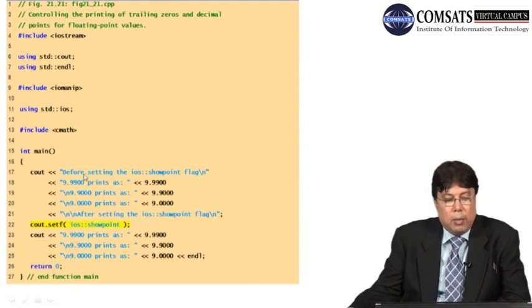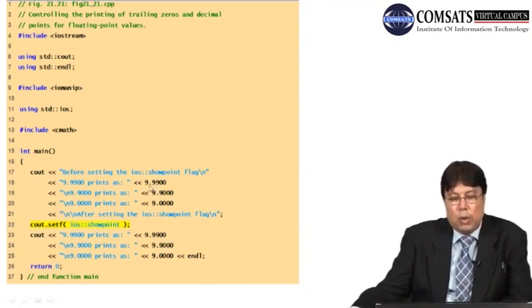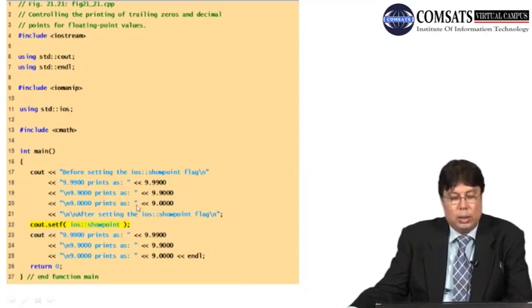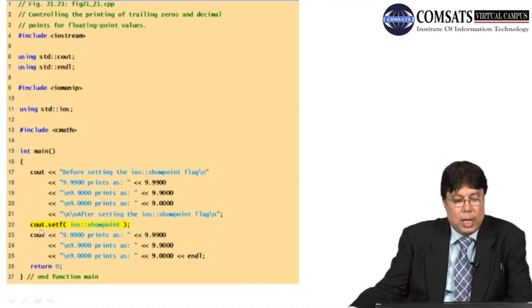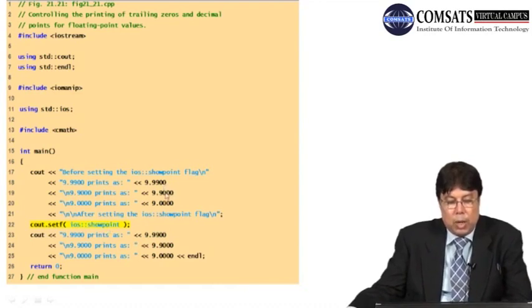So this is before setting the showpoint flag, whatever the default setting is, and we are printing here 9.99, then backslash n, we are doing it again, 9.9, then 9.0. After this, here we have not set showpoint, and here we set the member function cout.setf showpoint. Okay, and then repeating it again: 9.99, 9.9, 9.0.